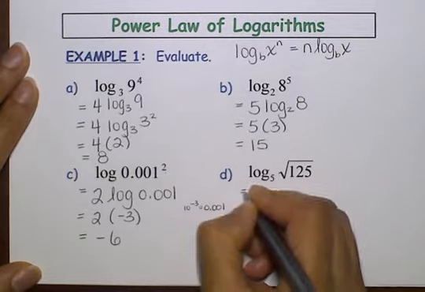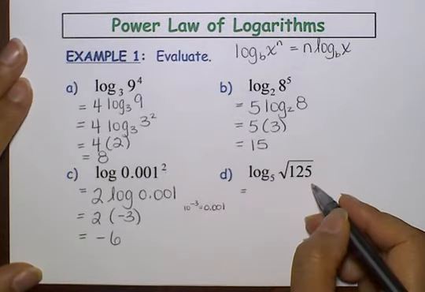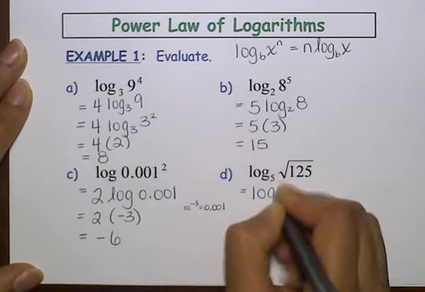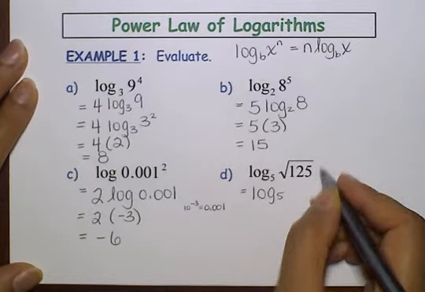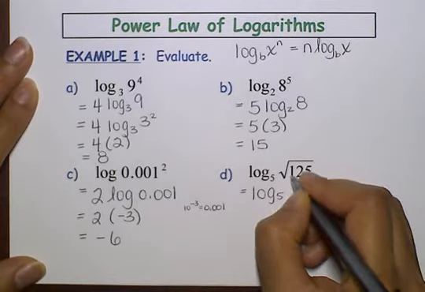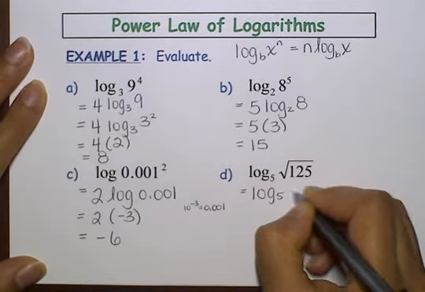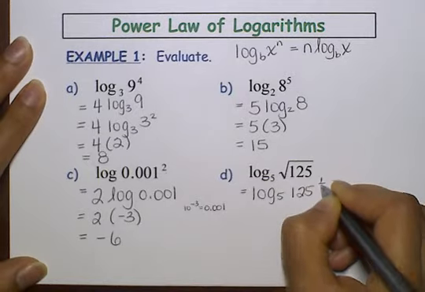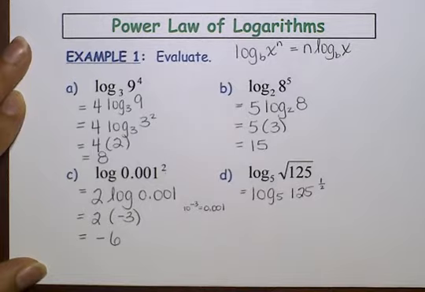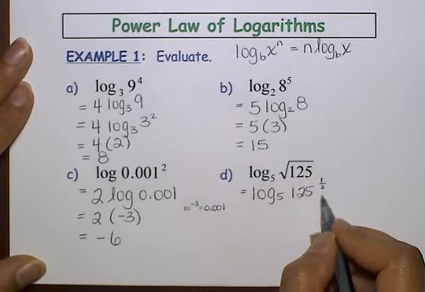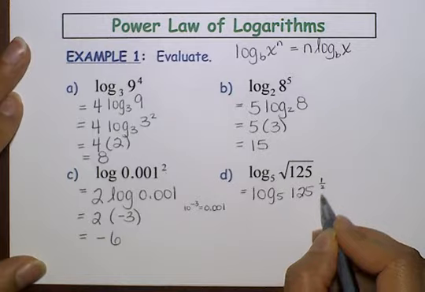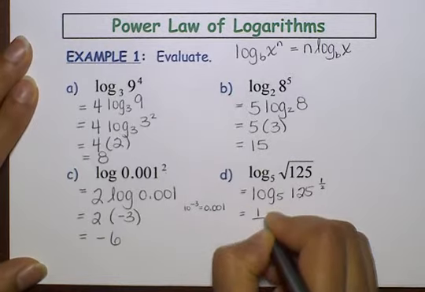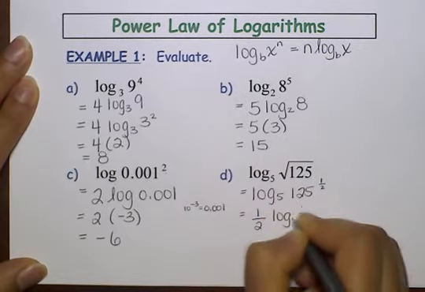This one's a little bit different. You'll notice that I have a square root on 125. So I can rewrite that as an exponent instead of as a radical. I'm going to rewrite the square root of 125 as 125 to the exponent 1/2. This is going back to grade 11 when we looked at radicals and rational exponents. Now that the argument has an exponent applied to it, I can use the power law of logarithms, and I would get 1/2 log base 5 of 125.